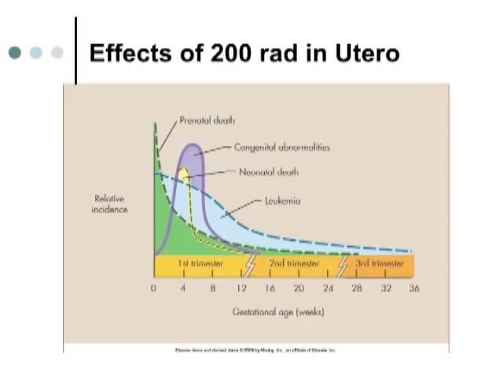But if you were to expose a woman during the first trimester, the chances of prenatal death, of course, would be very high, drop off as the fetus develops. But congenital abnormalities because of organogenesis is the greatest risk that you're going to have as a result of that, and neonatal death. Notice leukemia. The risk of leukemia is increased throughout the entire pregnancy.